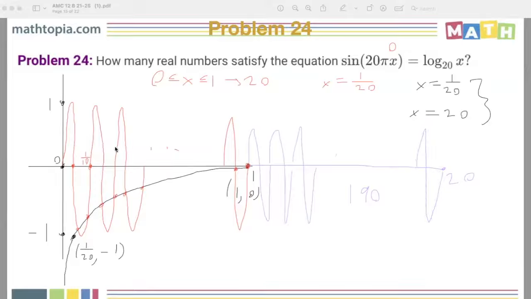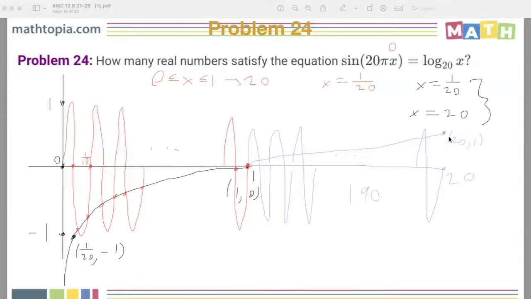And what's the logarithm function going to do? Well, it's just going to go from 1 up. It's going to go very slowly because the logarithm function grows very slowly. And finally, it's going to reach the point (20, 1) here. Remember, before (1, 0) it can't possibly intersect with the sine wave because the sine is at least -1. And after this point (20, 1), it's going to be greater than 1, so it can't intersect with the sine function as well.